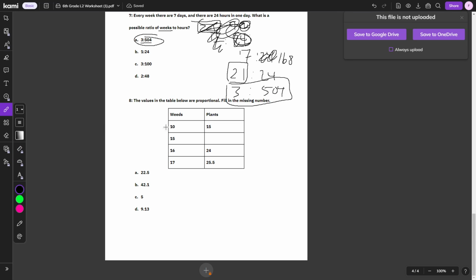Lastly, the values in the table below are proportional. Find the missing number. 10 to 15, or 1 to 1.5. The answer to this question is A, 22.5. Because 1 to 1.5, 15 times 1.5 is 22.5.